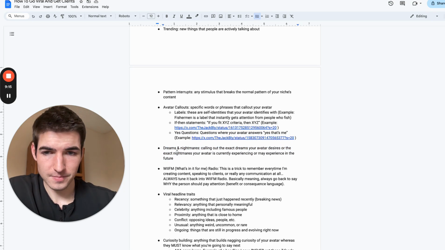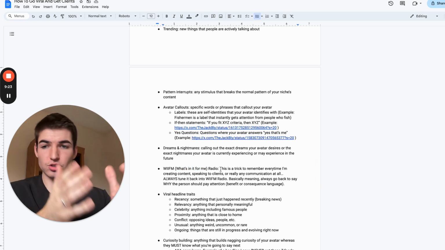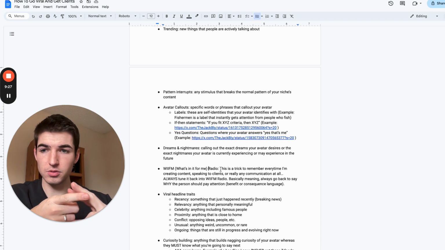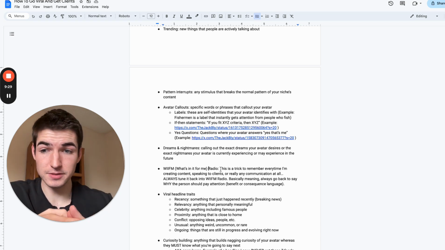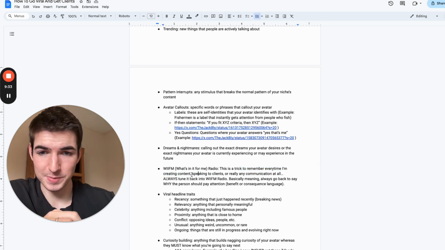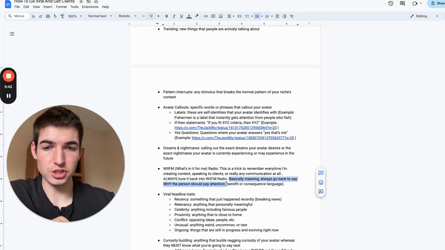It's kind of similar, but I love this. This is something I learned from one of my mentors: WIIFM radio, which is what's in it for me radio. It's a trick to help you remember to always give your reader, your listener, whoever your audience is, incentive to pay attention. Anytime I'm doing any communication, it doesn't have to be content, it could be speaking to clients, I always tune it back into WIIFM radio. Basically, always go back to why the person should pay attention to you in the first place.